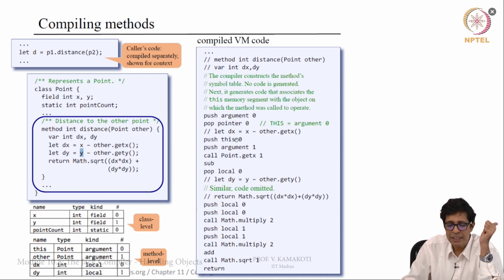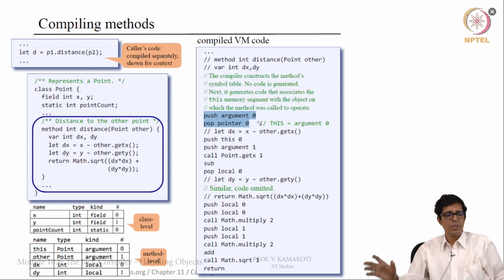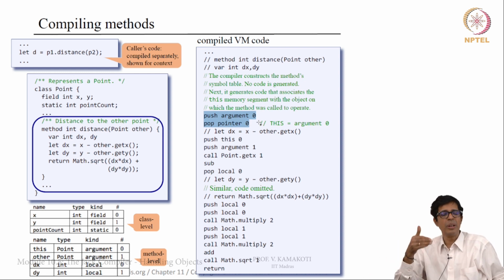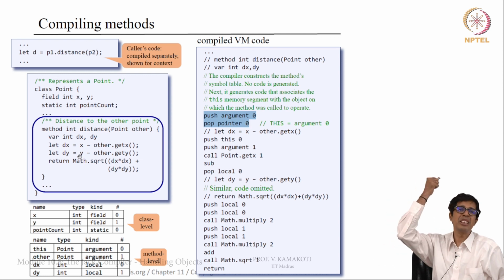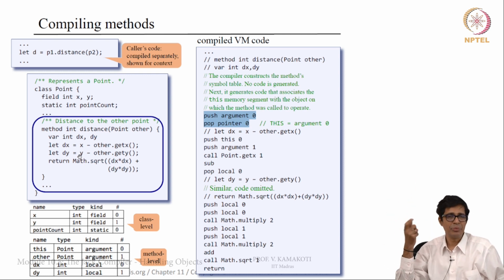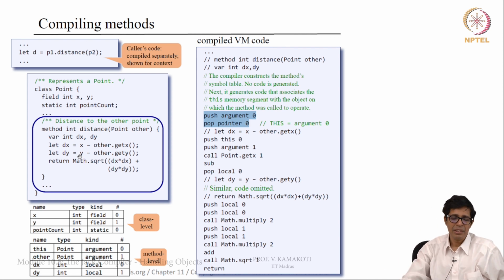So after doing that, all the other things are the same. What we need to understand is that these two statements are very, very important. If these two are done, the corresponding field variables will come from the corresponding object. Otherwise we don't know where they will come from. After that it's all quite easy, like pop pointer 0, this will be argument 0.